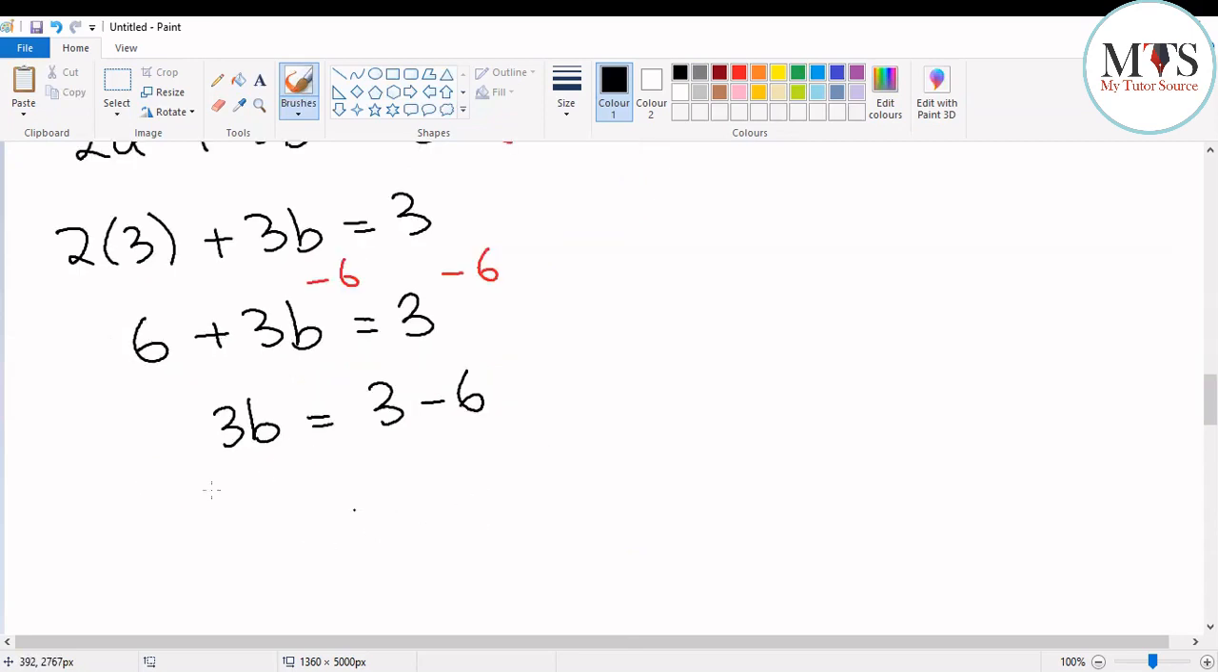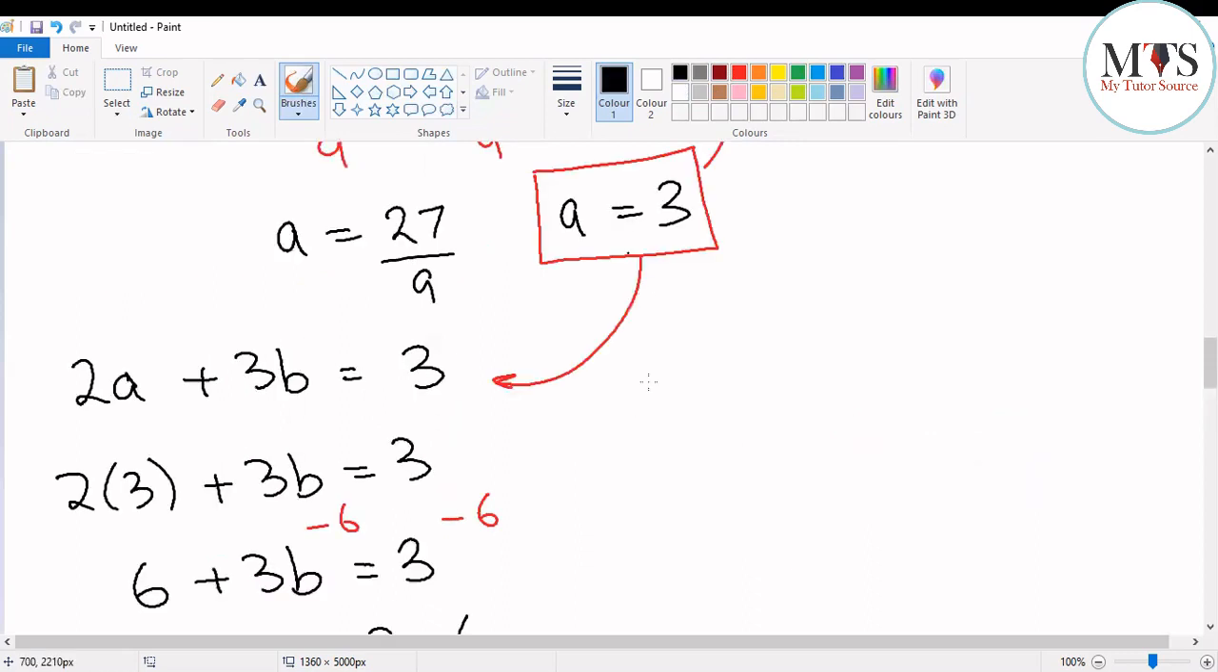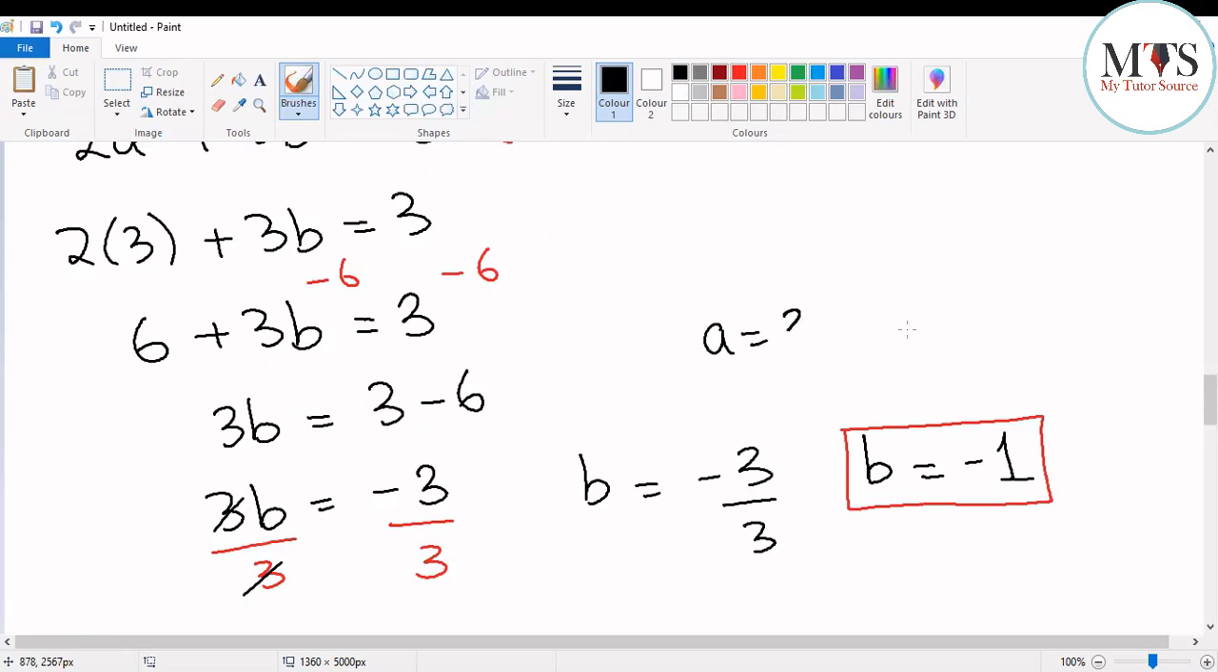So you get 3b equals negative 3. Okay, so now what would you do? We would divide, yeah, that's correct. So you divide both sides by 3. This gets cancelled, and you're left with b equals negative 3 over 3. So b equals negative 1. Okay, and that's your final answer. So your set of answers is going to be a equals 3 and b equals negative 1.